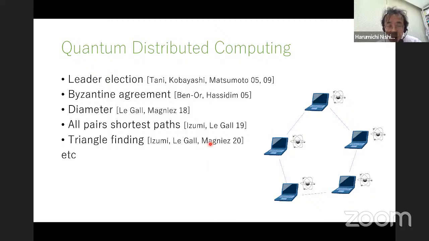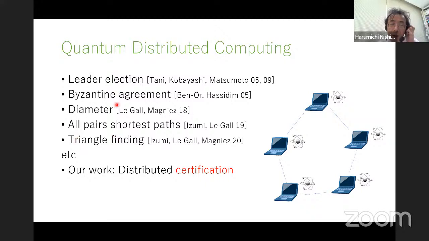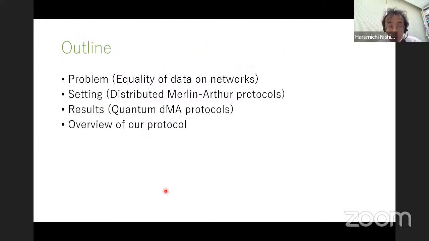Almost 20 years ago, Tani-san and Benoit et al. studied the quantum version of distributed computing. This is one more work, but in this case, we consider not distributed computing, but distributed certification. This kind of task is not a polynomial time algorithm, but NP verification. This is the outline of my talk.